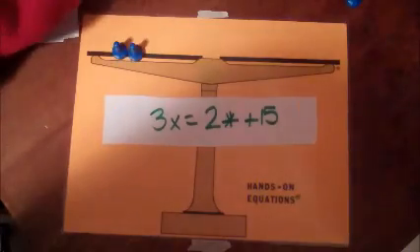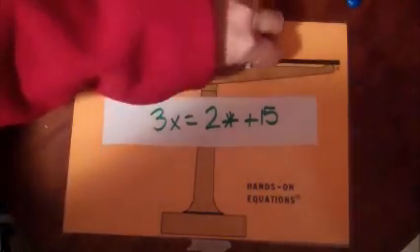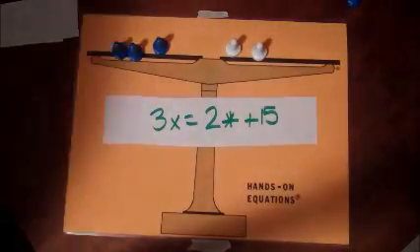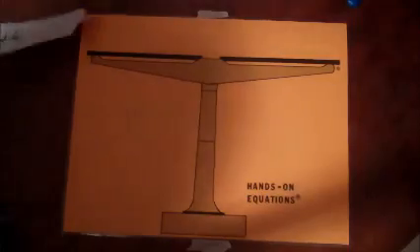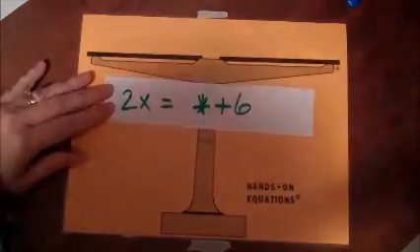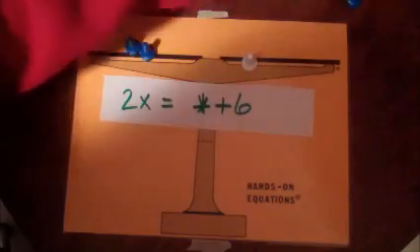3x's equals 2 stars plus 15. Let's start with 2x equals star plus 6.